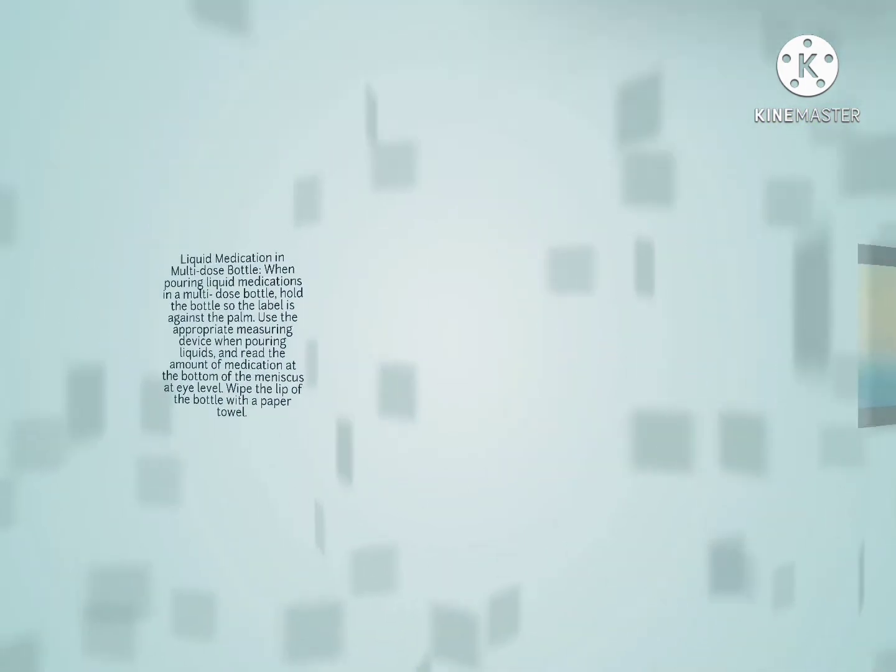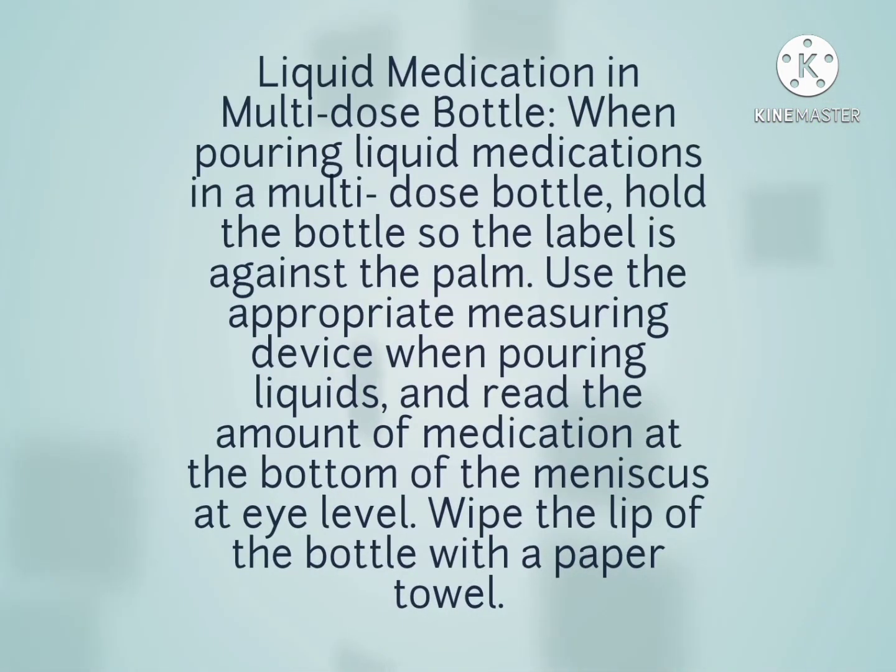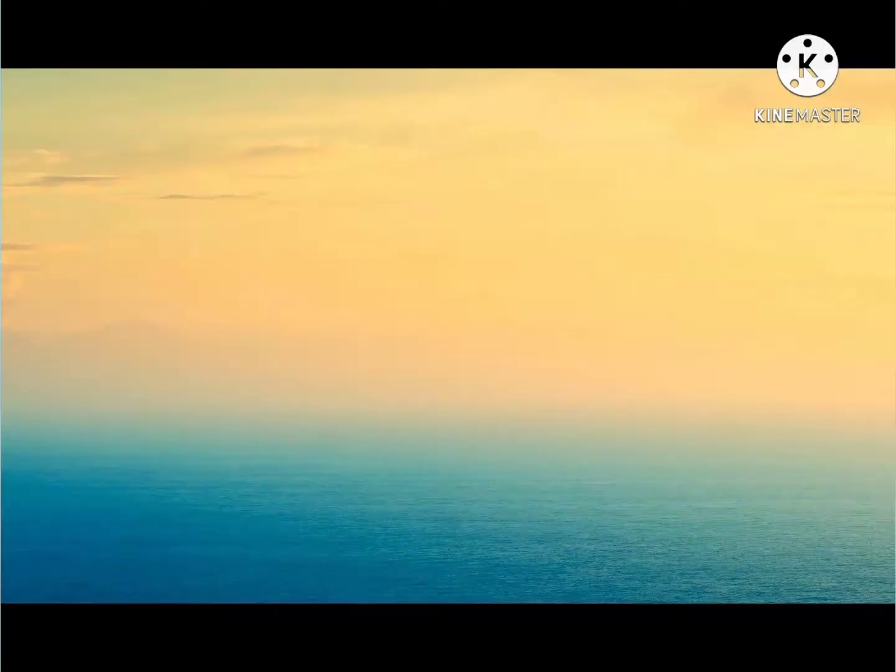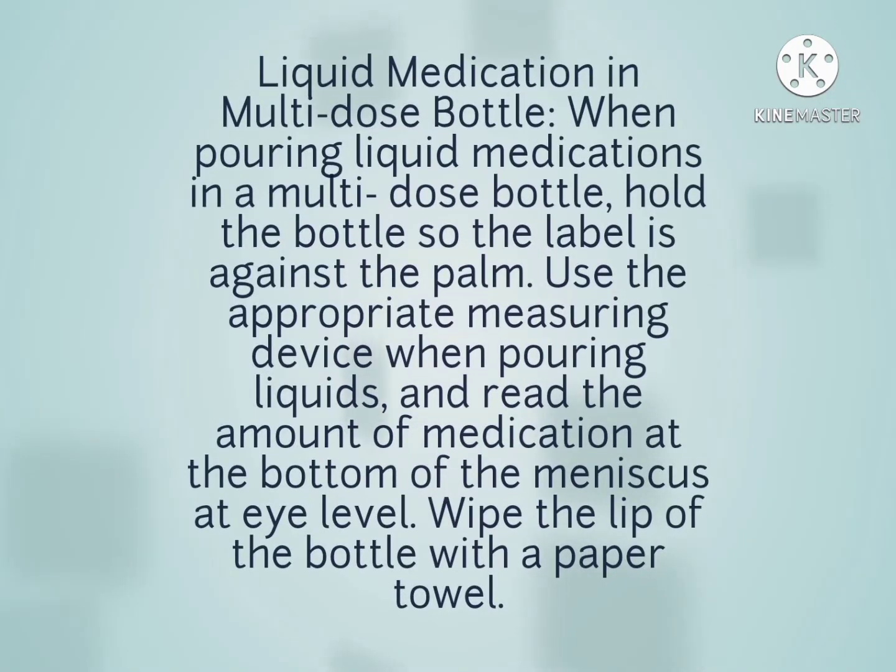For liquid medication in a multi-dose bottle, when pouring liquid medication, hold the bottle so the label is against the palm. Use the appropriate measuring device when pouring liquids, and read the amount of medication at the bottom of the meniscus at eye level. Wipe the lip of the bottle with a paper towel.